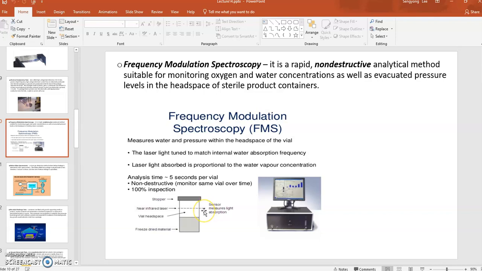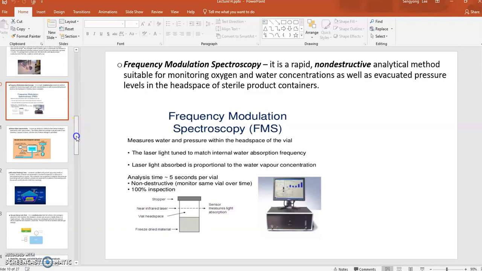The laser light can monitor the oxygen concentration or water concentration in the headspace. The laser light absorbed is proportional to the water vapor concentration. So if it's leaking, of course, there's going to be much less water vapor. That's how you can detect the leakage of your primary container.